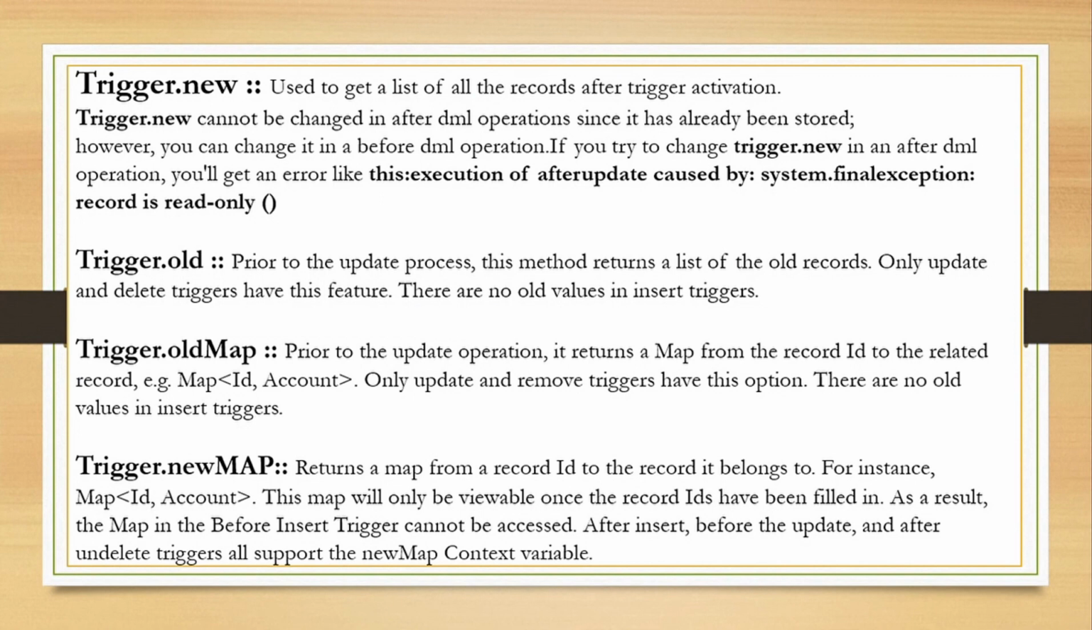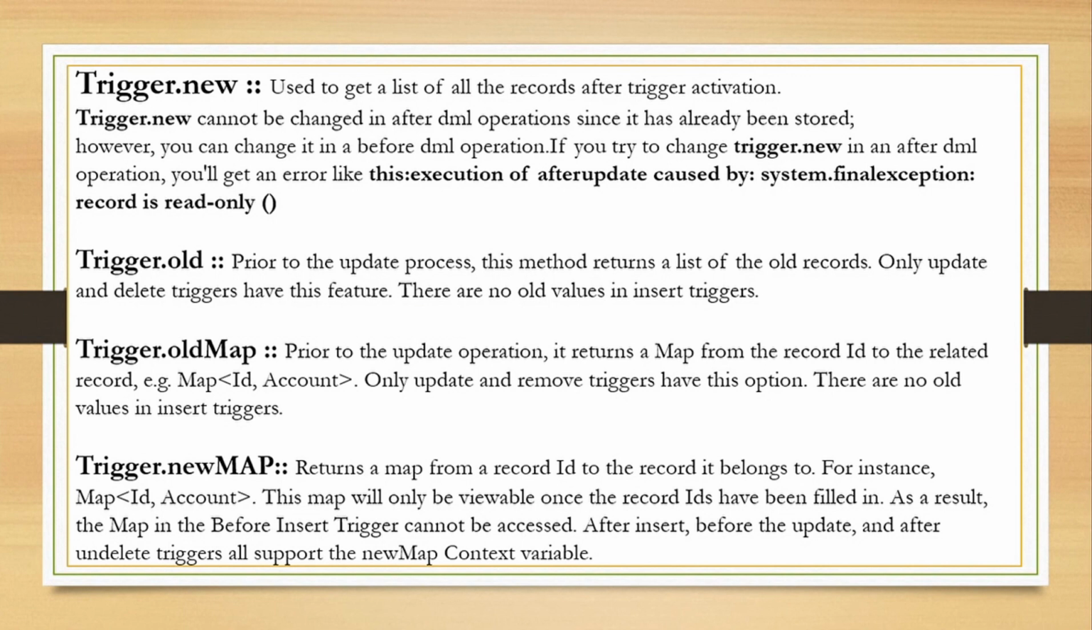Coming to the next one, Trigger.oldMap. Prior to the update operation, it returns a map from the record ID to the related record, for example Map<Id, Account>, Map<Id, Opportunity>, or Map<Id, Case>. Only update and delete triggers have this option. There are no old values in insert triggers.